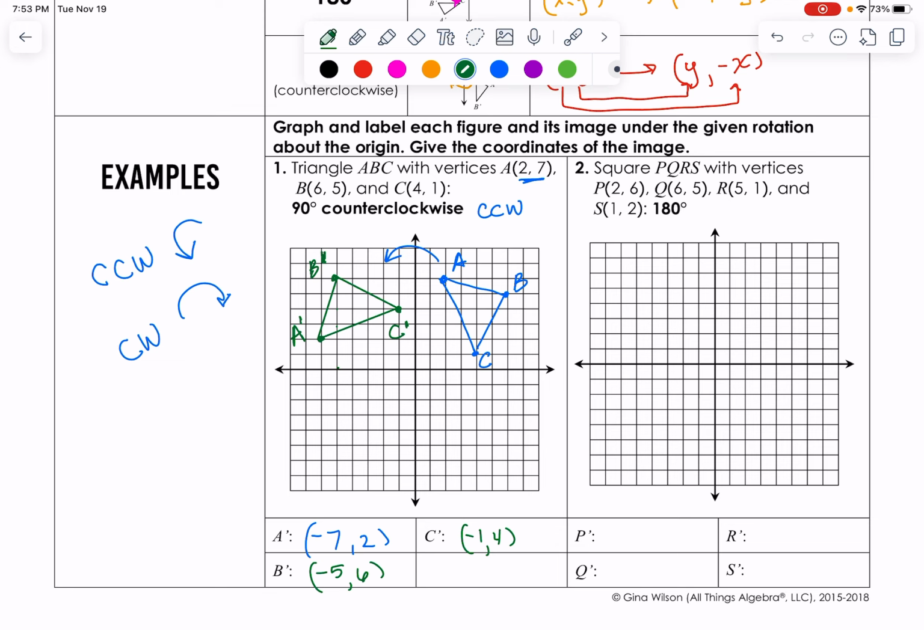So notice that if I were to hold my pen at the origin and turn the graph, my shape would rotate. A would rotate onto A prime, B would rotate onto B prime. So all I have to remember is that x, y becomes negative y, x. Okay? So now let's do 180. 180 doesn't have a clockwise because either way, we end up in the same place. So x, y becomes negative x, negative y.